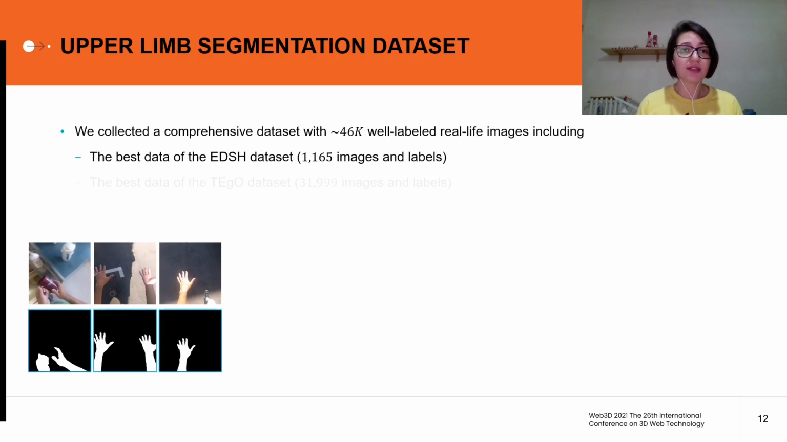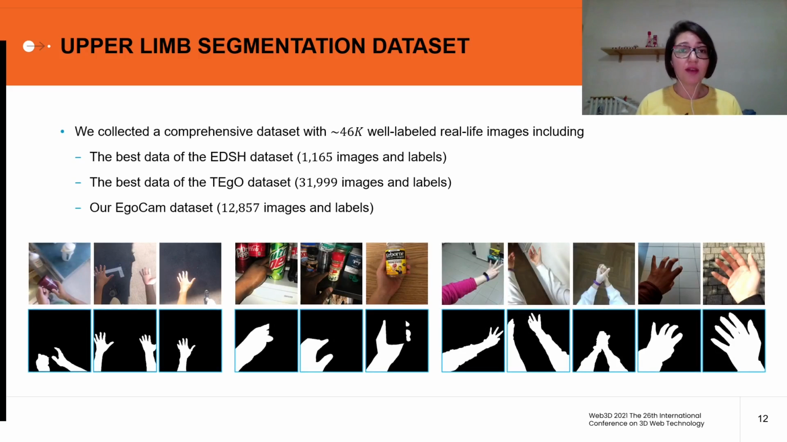Our dataset consists of about 46,000 well-labeled real-life images. That includes the best data from the EDSH and TEgO datasets. We investigated the quality of this data to select the best images and labels, and discarded the worst data, such as with errors in labels. We selected images in egocentric vision with different skin tones, different lighting conditions, scenarios, in the case of motion blur, occlusions with objects and with inter-hand occlusion.